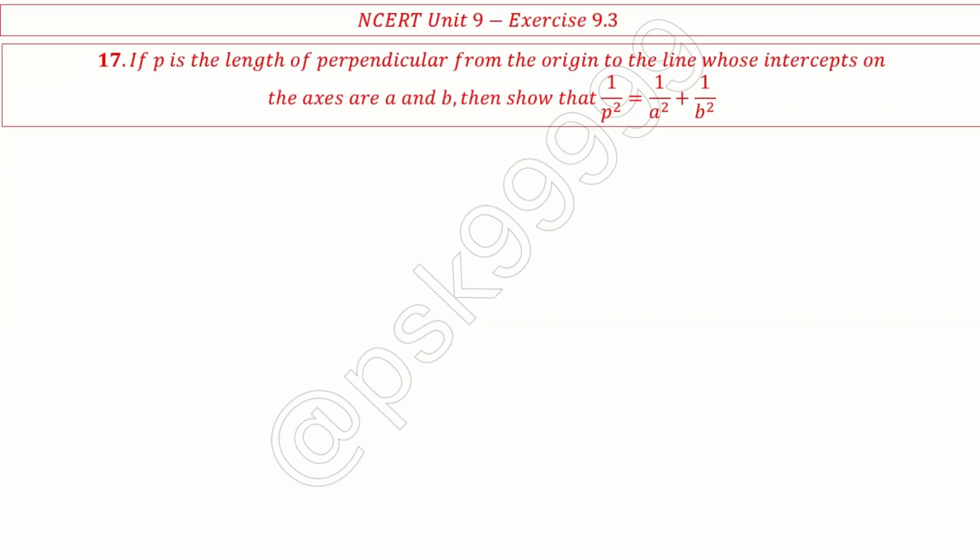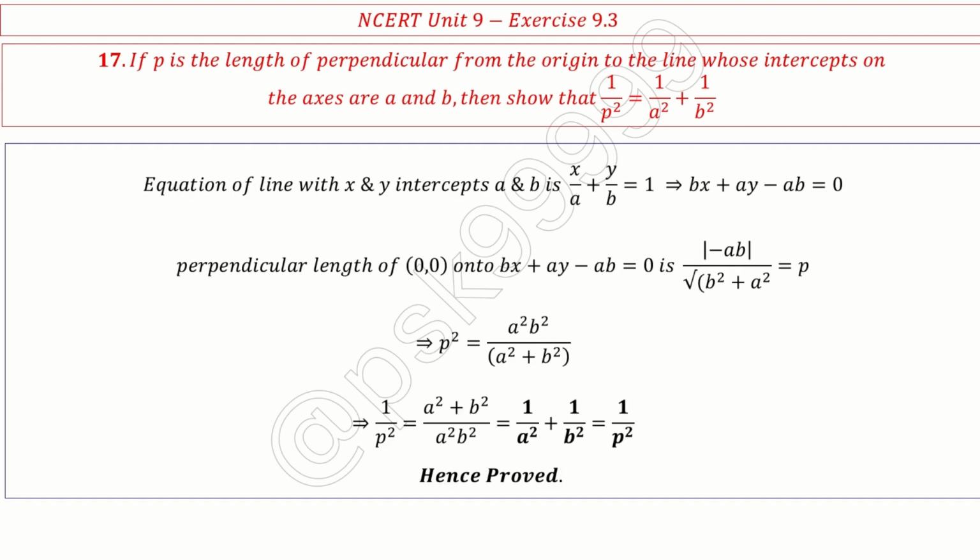If P is the length of the perpendicular from the origin to the line whose intercepts on the axes are A, B, then show that 1 by P square equals 1 by A square plus 1 by B square. So the equation of the line with x, y intercepts A and B is nothing but x by A plus y by B equals 1. Correct?